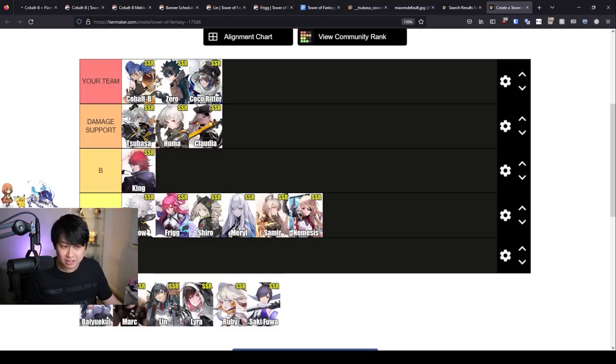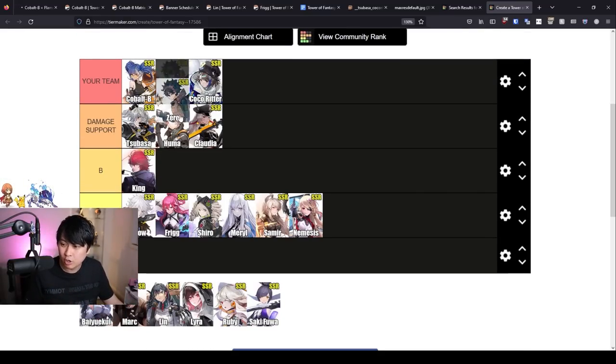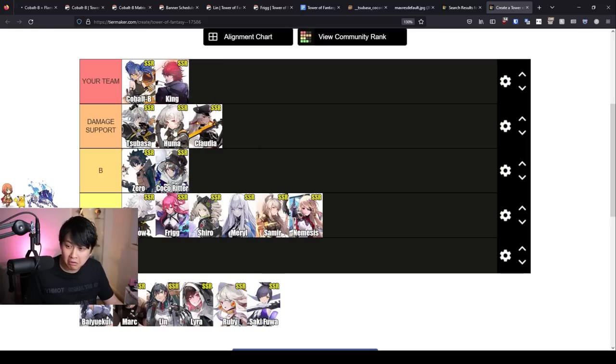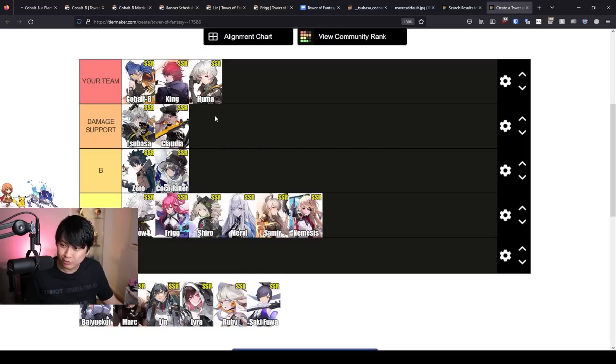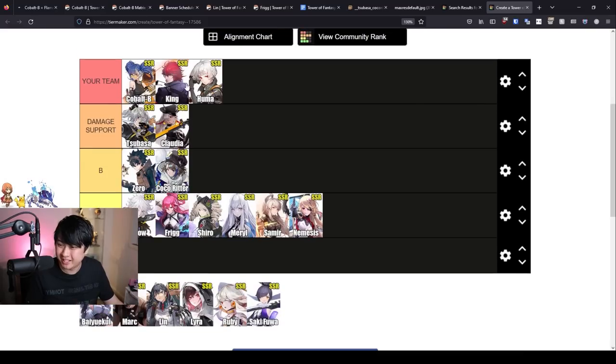And so with that, let's start talking about the other ones down here, the units that I did not even consider. Crow, because he is a Thunder DPS, a Vault DPS, and so he just does not fit in here, where Cobalt is the main DPS, or potentially even your King, or for some of you Huma simps, Huma as well. The same story unfortunately goes for Frigg as well. Shiro is a shield breaker, however she is of the physical element, and so therefore we do not need any more shield breaking. We got King and Huma.